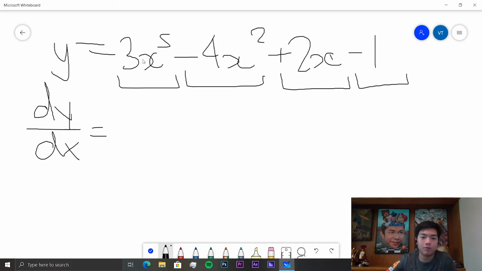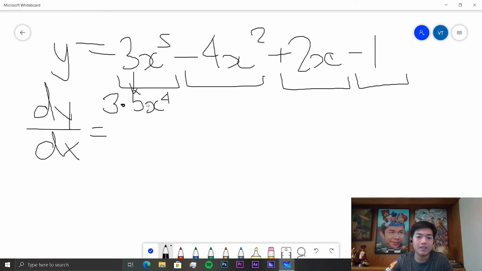Now, remember that for the derivative of a function with a constant before it, we keep the constant and multiply it by the derivative of whatever function follows it to get the real derivative. So what's the derivative of x to the 5? Using the power rule, remember we bring the power down, and then we multiply it by x to the power one less than the original power.